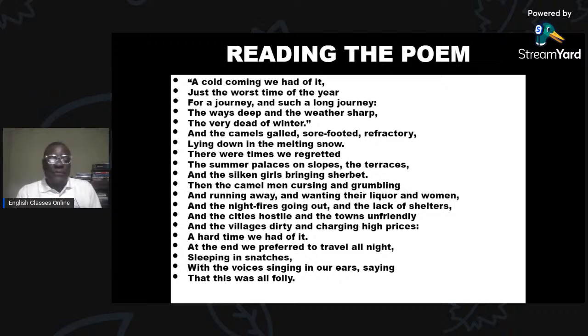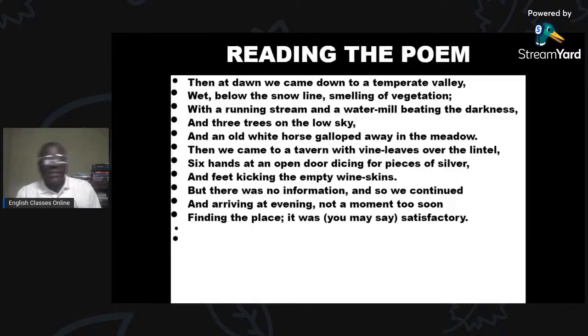At the end, we preferred to travel all night, sleeping in snatches, with the voices singing in our ears, saying that this was all folly. Then stanza 2. Then at dawn we came down to a temperate valley, wet, below the snow line, smelling of vegetation, with a running stream and a water-mill beating the darkness, and three trees on the low sky, and an old white horse galloped away in the meadow.